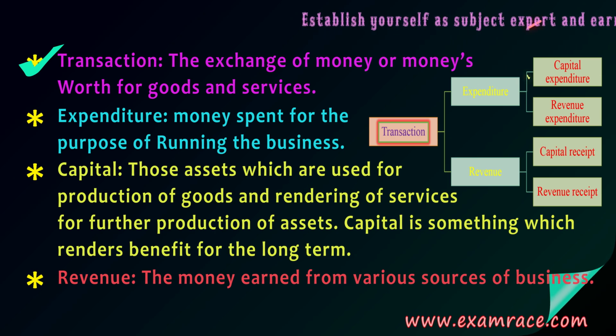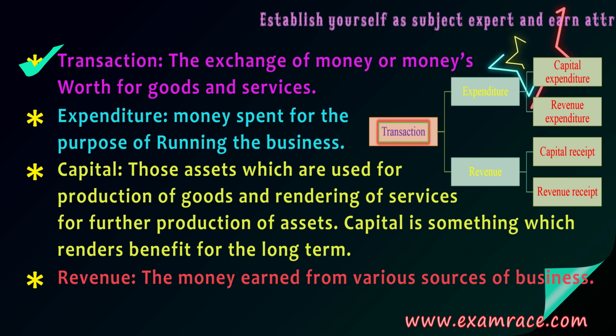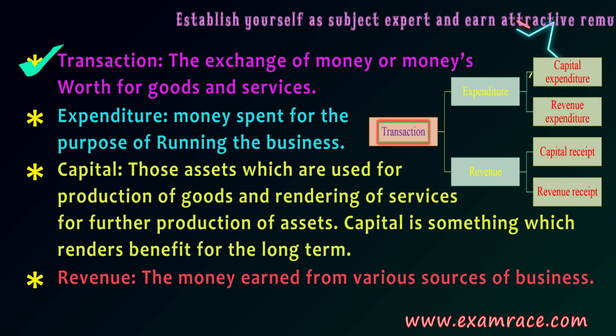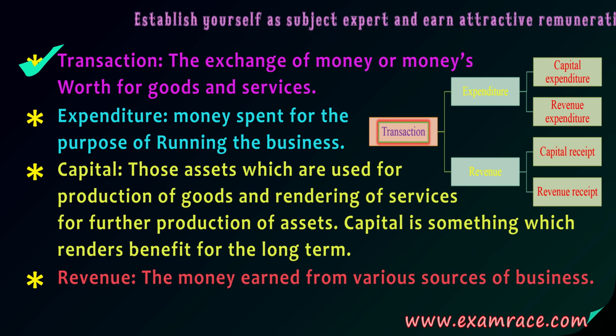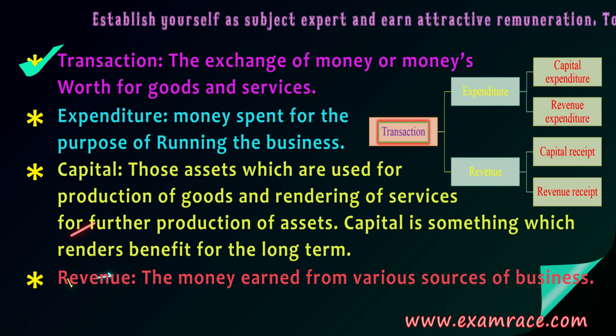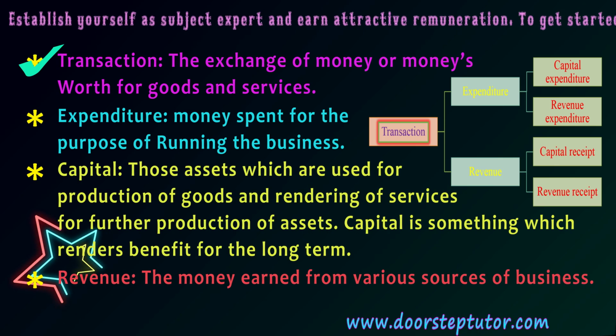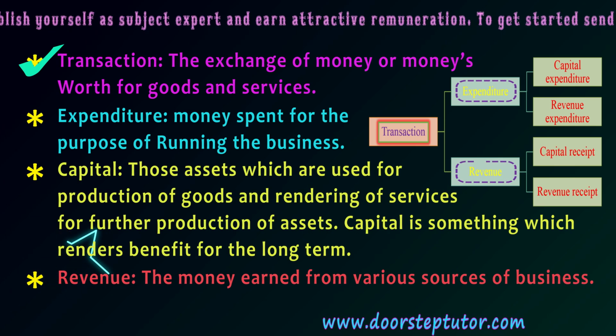For example, the purchase of raw material involves exchange of goods for money, or it can be on credit also. So in short, we can say that anything which involves exchange of money or money's worth for providing goods or services is a transaction. Transactions can be classified as expenditure and revenue.